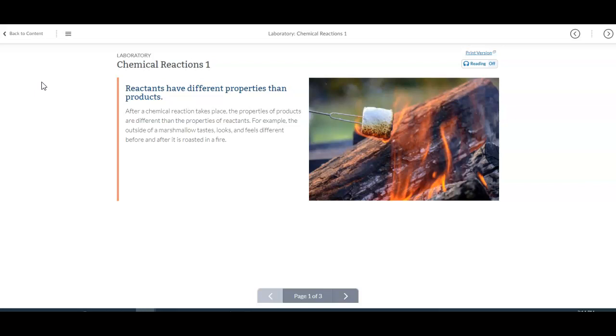An example would be the outside of a marshmallow tastes, looks, and feels different before and after it's roasted in the fire. So what you start with is different than what you end with.